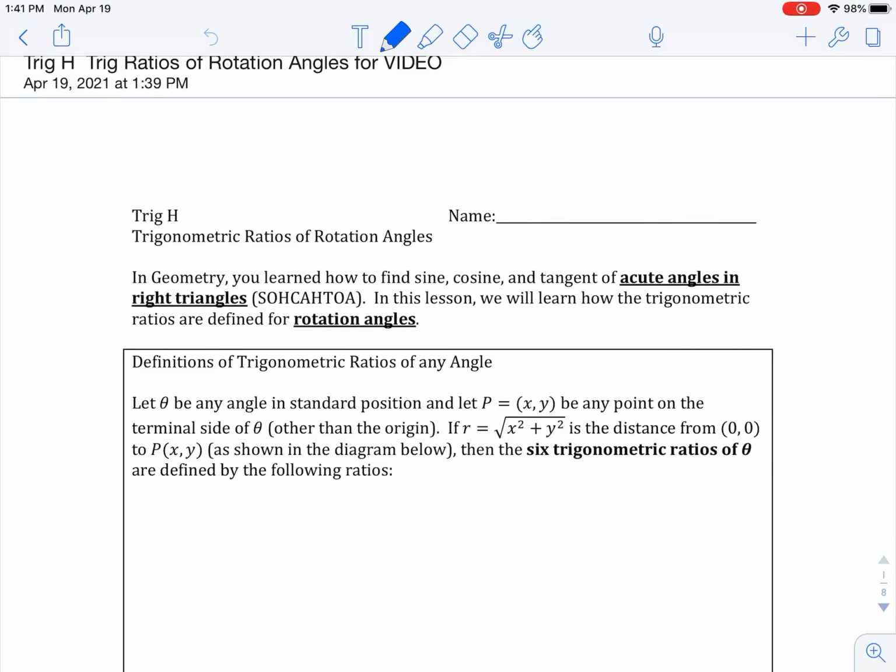In this video, I am going to work through both example 2 and example 3, since we didn't get to those completely in class today, or we had to go through them quickly. So we're talking about the worksheet B-8, and it is over trig ratios of rotation angles.